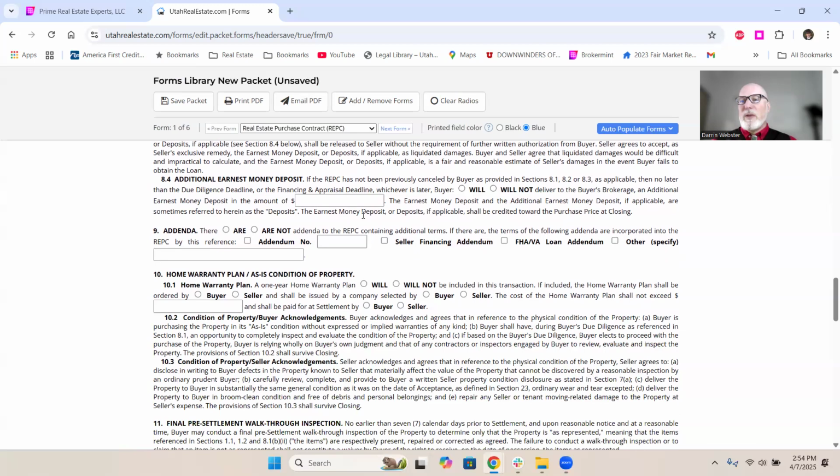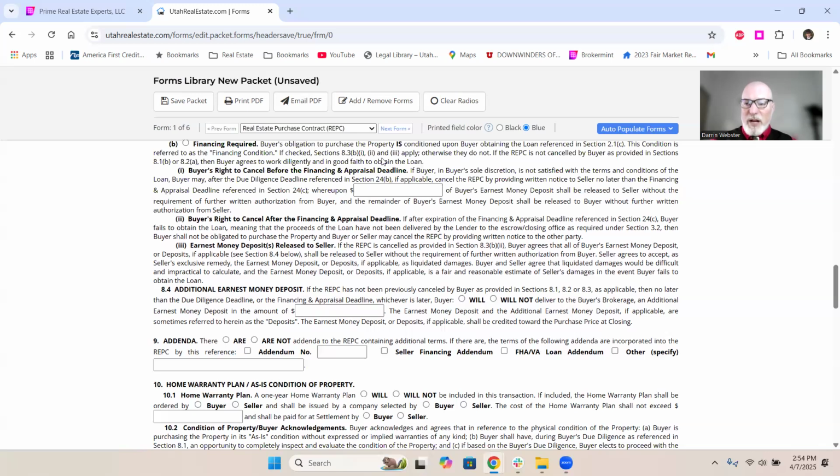Additional earnest money, that can be used as a tool, as a way of showing how serious the buyer is by putting additional earnest money into escrow after the due diligence deadline, as we move toward financing. But that puts additional money on the line if they choose to cancel under financing terms, or if they go past the financing deadline and default.